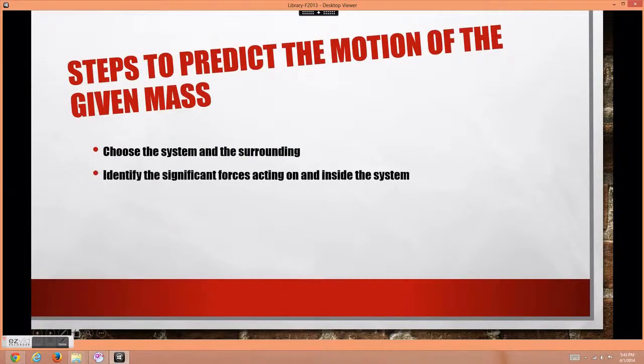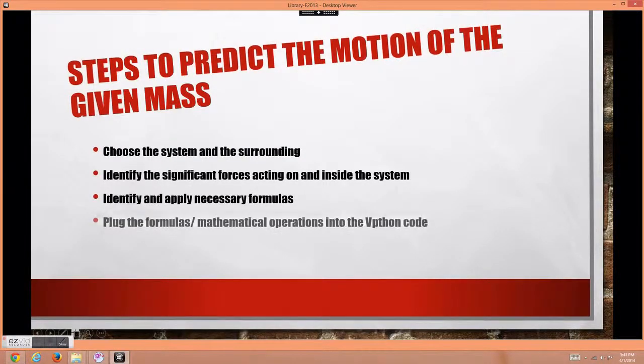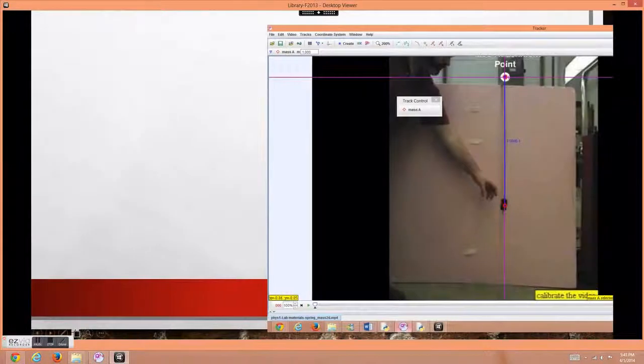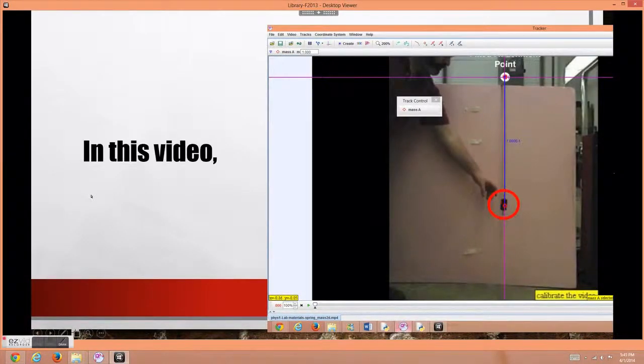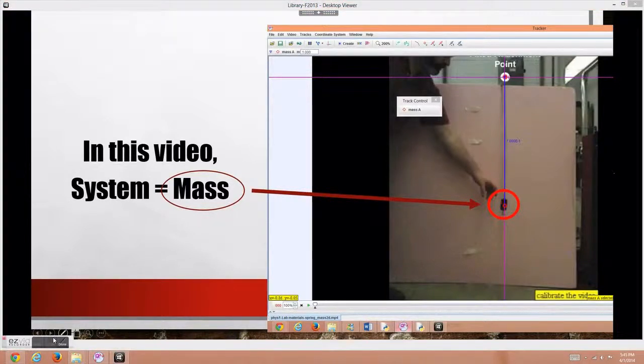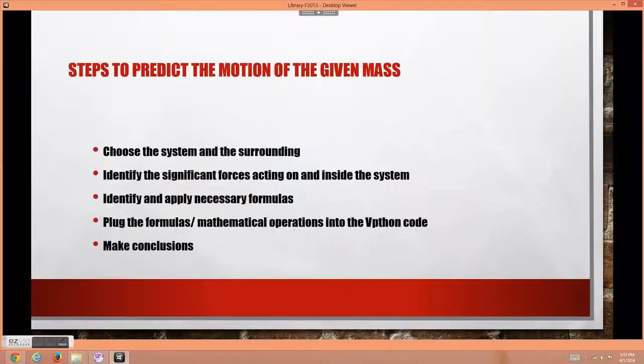The steps to predict the motion of the given mass include choosing the system and the surroundings, identifying the forces that act on the system, using the necessary formulas, and then drawing our conclusions based on the results of a VPython code. In this video, the system in consideration is the mass.